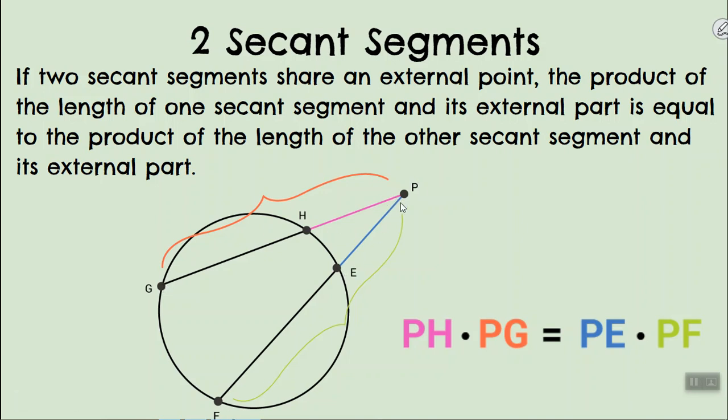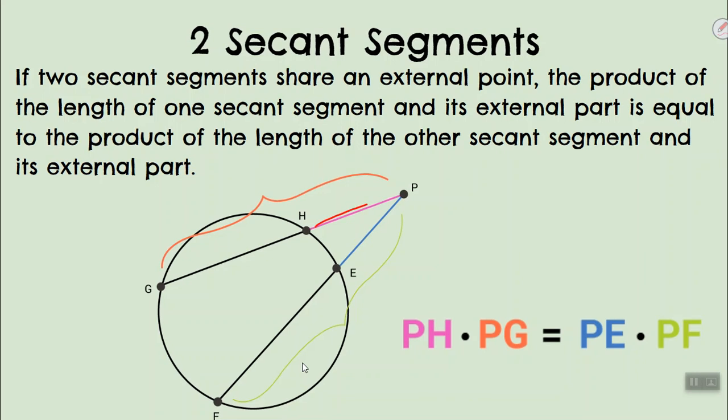PE is the external part in this one, and PF is the entire thing. So it looks similar to the one that we just looked at with chords, except it's now talking about one part compared to the entire thing, and then the other part, the one part of this secant segment, and the entire secant segment. So it's not just the two parts, it's actually one piece times the entire thing, and then one piece times the entire thing.